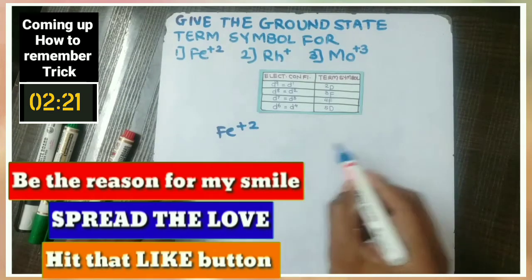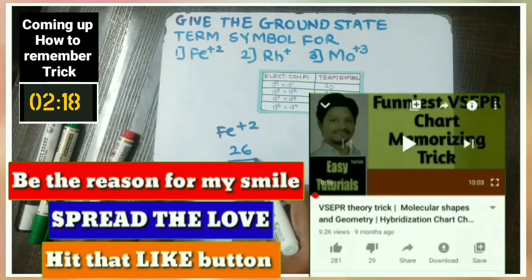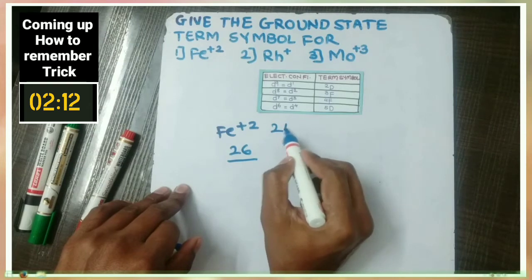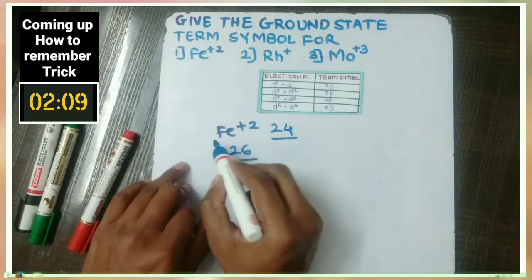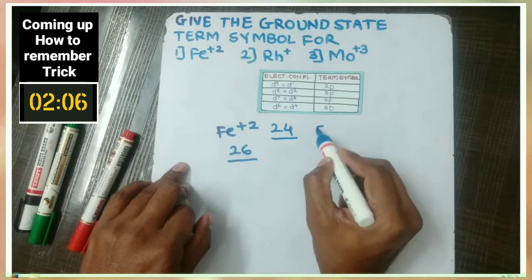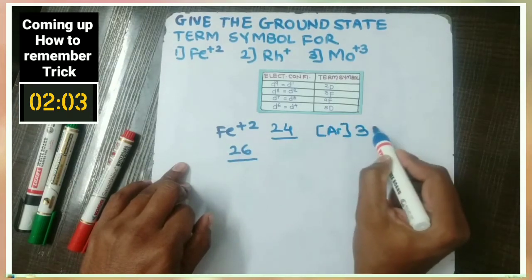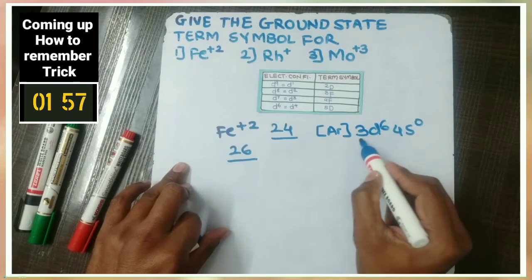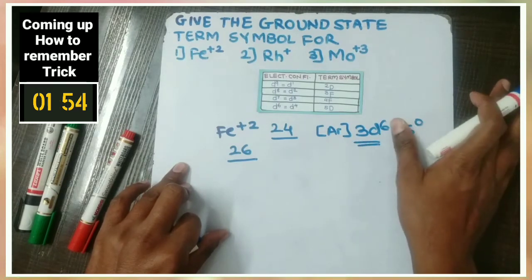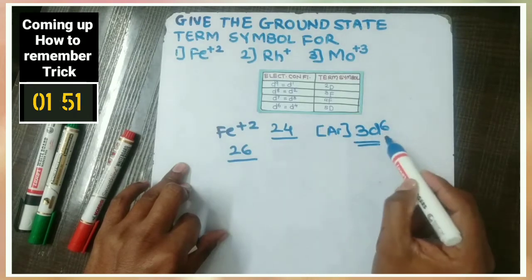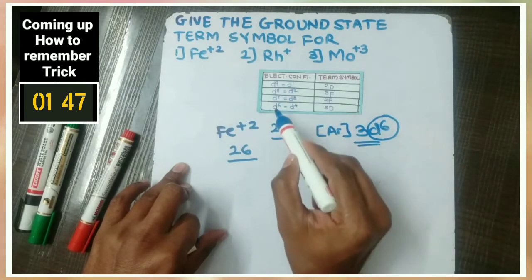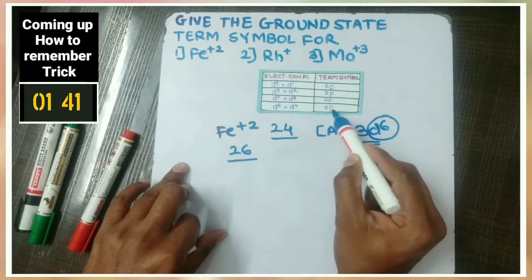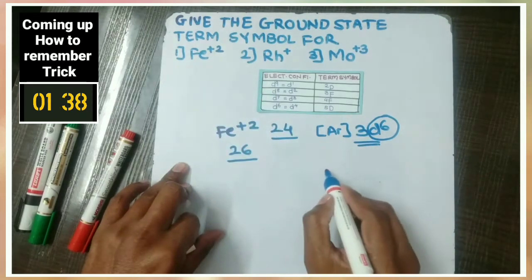Fe+2. We know that the Fe atomic number is 26. If it is Fe+2, that means 2 electrons are removed, so it is 24. What will be the configuration for Fe+2? It will be Ar 3d6 4s0. Here 4s0 means we don't have to consider it. Just look at d6 here. d6 is equal to d4, and the term symbol for d6 is 5D. So the term symbol for Fe+2 is 5D.